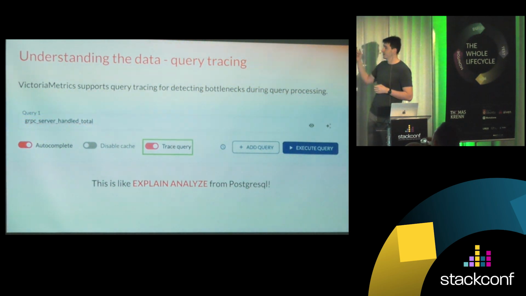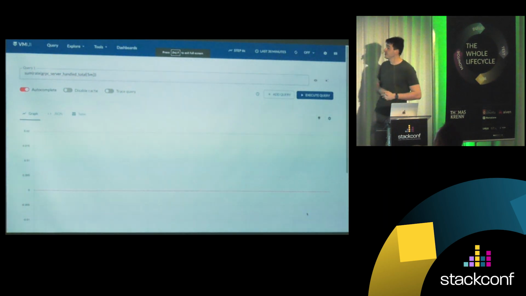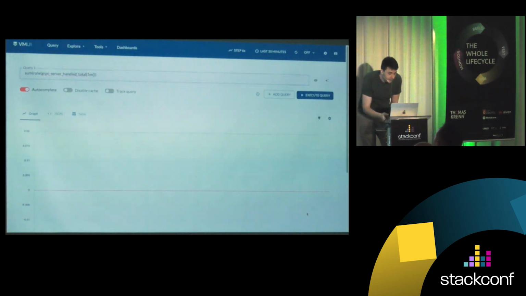In VictoriaMetrics, you have this trace query feature, which is similar to explain analyze from Timescale. And I will try to show you how it works, if the internet will let me. Oh, okay, so we have a VictoriaMetrics user interface here, and here we execute a query calculating the number of gRPC calls over 5 minutes. Let's disable cache for the experiment, and let's try to get 30 days of data. So it takes about 4 seconds, or something like that.